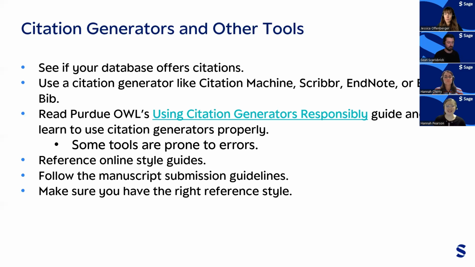Before using a citation generator, I recommend reading Purdue OWL's Using Citation Generators Responsibly guide to learn how to use these citation generators properly. Some of these tools are prone to errors, and they aren't foolproof methods of ensuring that your citation references are correct. So whether you use a tool or not, know that the responsibility to use the right reference style and craft proper citations rests with you, the author.